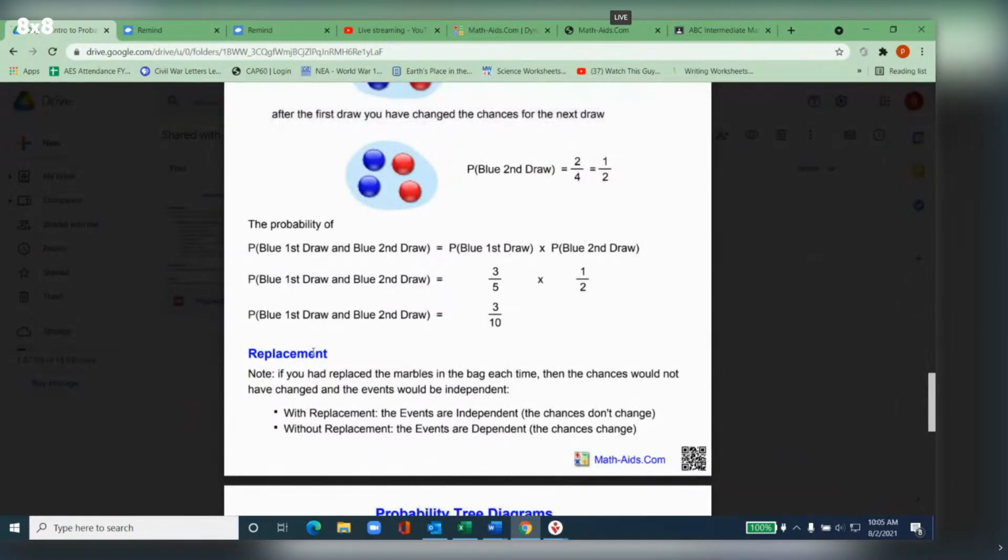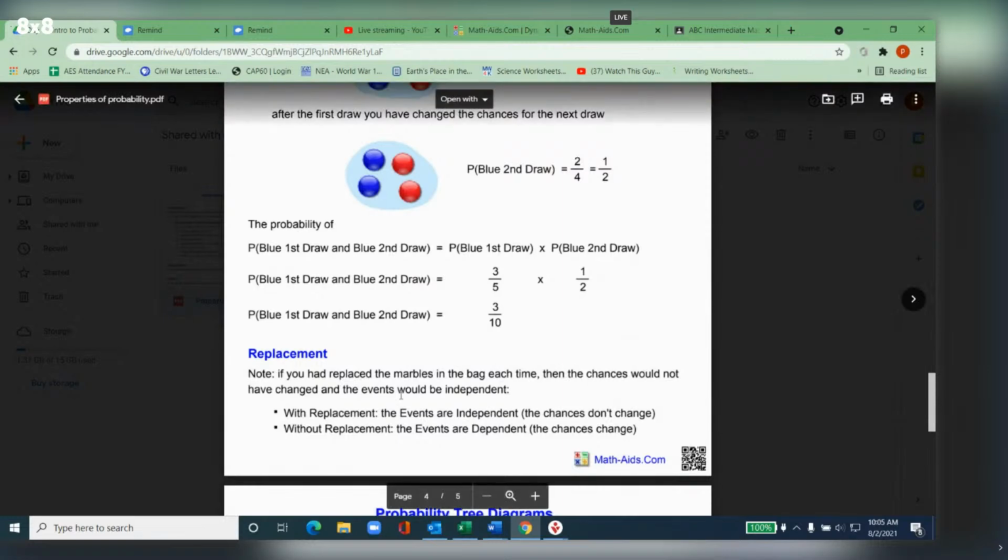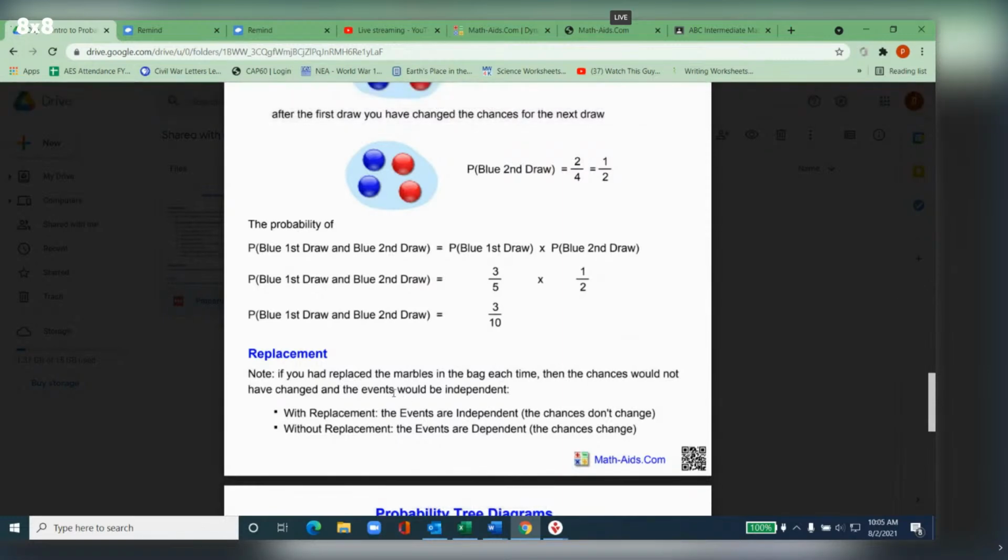This says if you replace the marbles in the bag each time, the chance would not have changed. Events will be independent. So if you put that blue marble back in, then it becomes independent. But if you take the blue marble out after you pull it out, then it becomes dependent. So it says with replacement, the events are independent. The chances don't change. Without replacement, the events are dependent. So if you basically take a marble out, the events become dependent. If you put that blue marble back in, then it's independent.